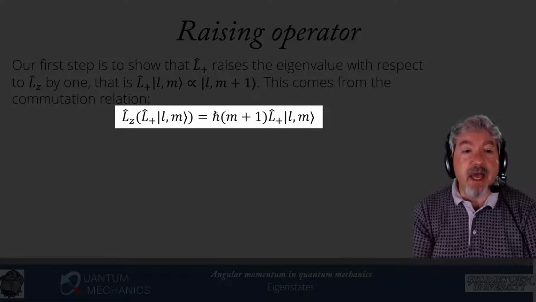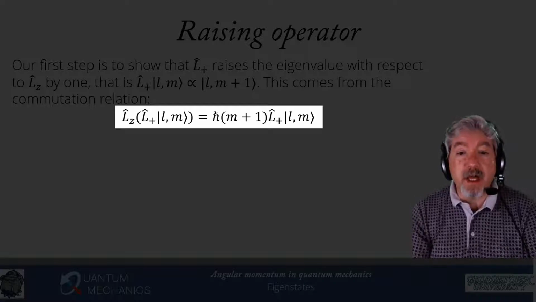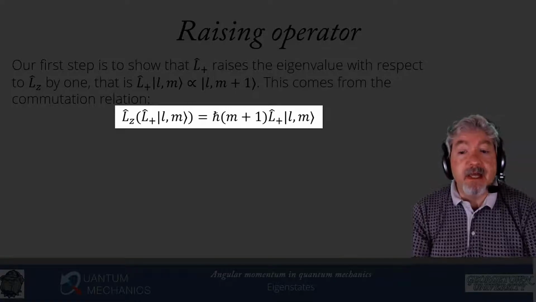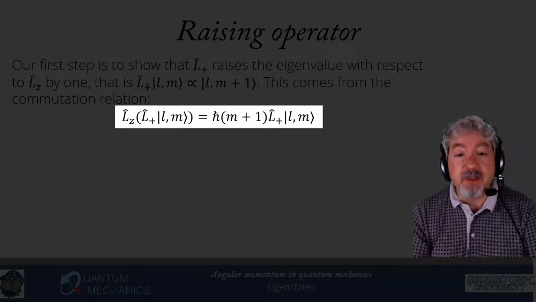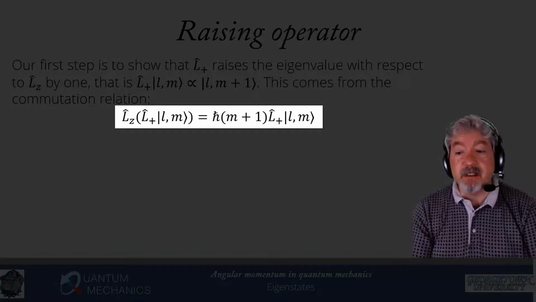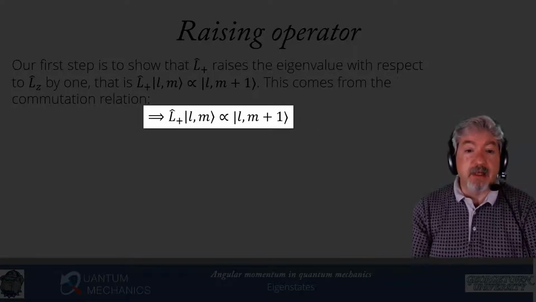And now look at what we have. We have LZ acting on the state L plus Lm is equal to h bar times m plus 1 multiplying the state L plus Lm. That's an eigenvalue-eigenvector relationship with an eigenvalue of h bar m plus 1. And that tells me that that state is proportional to the state L m plus 1. So that does it. We're finished with that relationship.